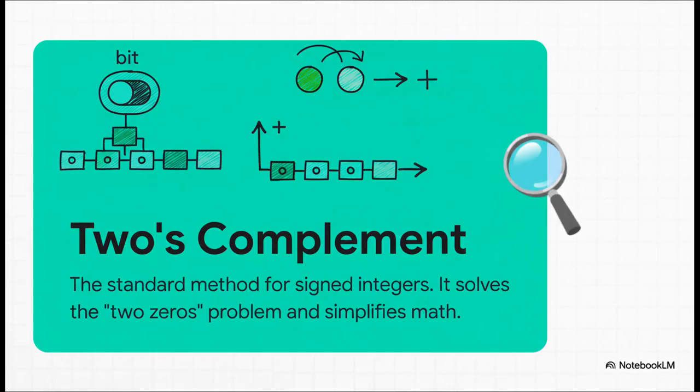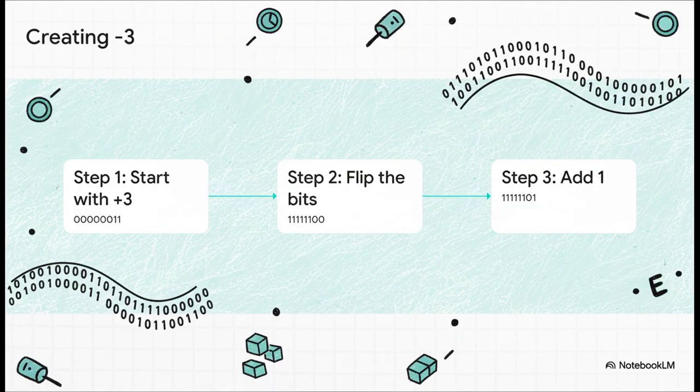So that mess led everyone to embrace a much more elegant solution. It's called 2's complement, and it is the standard that pretty much every modern computer uses today. And for good reason. It completely fixes that 2 zeros problem, and as a really nice bonus, it actually makes the physical circuits that do the math inside the chip way, way simpler. So how does it work? It's a neat little trick.